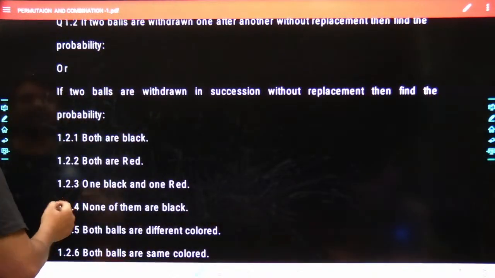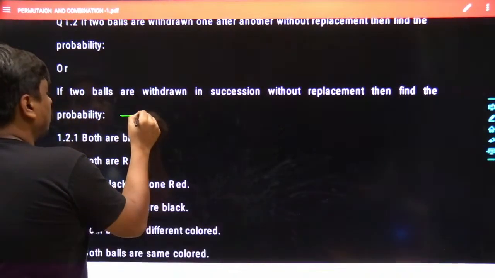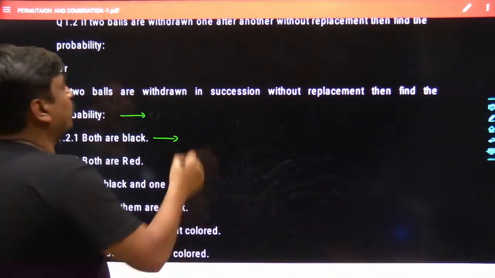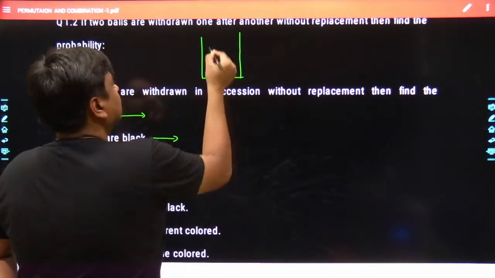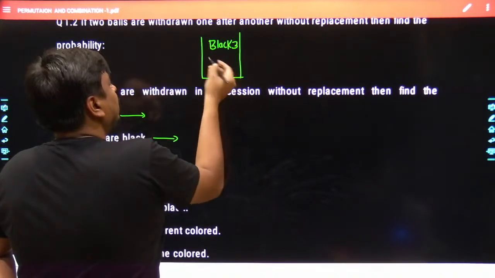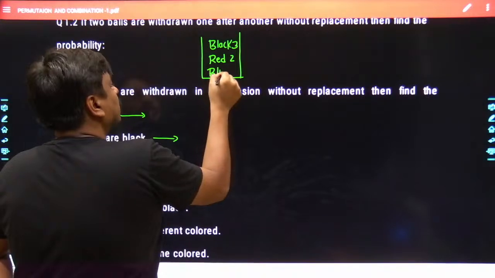Tell me, what would be its answer? Here comes the first question. How many balls did you have? If you want, I can mark it over here. We had 7 balls. Out of them, the number of black balls was 3, the number of red balls was 2, and the number of blue balls was 2.